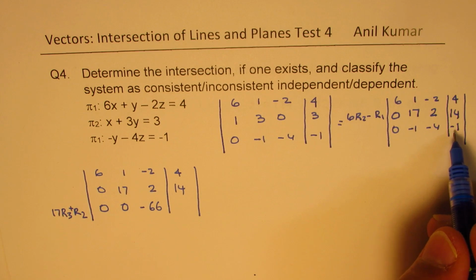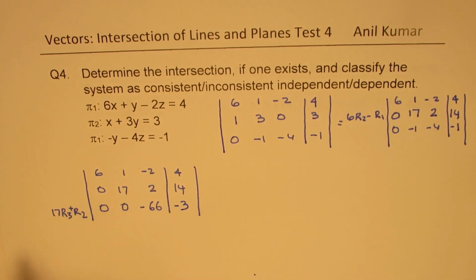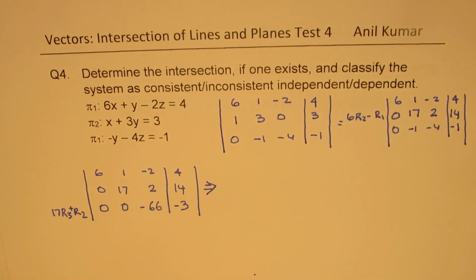Now here we have negative 17. When you add it to 14, you get minus 3. Well, that gives us a point of intersection, right? So that implies that we have a point of intersection.